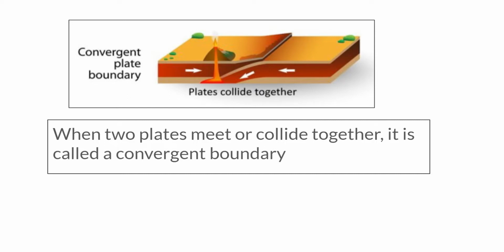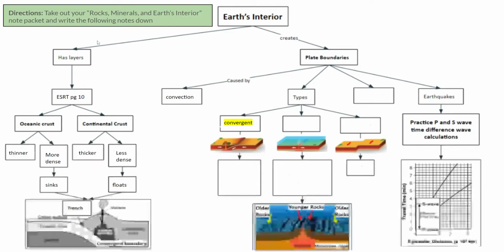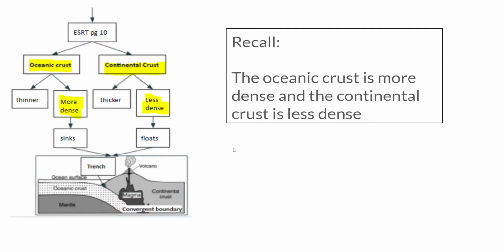So let's talk about the types of plate boundaries. When two plates meet or collide together, we call that a convergent plate boundary. Let's write that down. So one of the types of plate boundaries is a convergent plate boundary, and that's when two plates collide or meet.